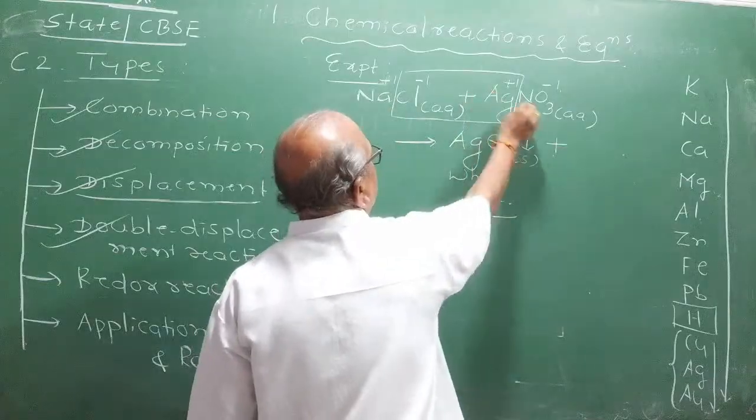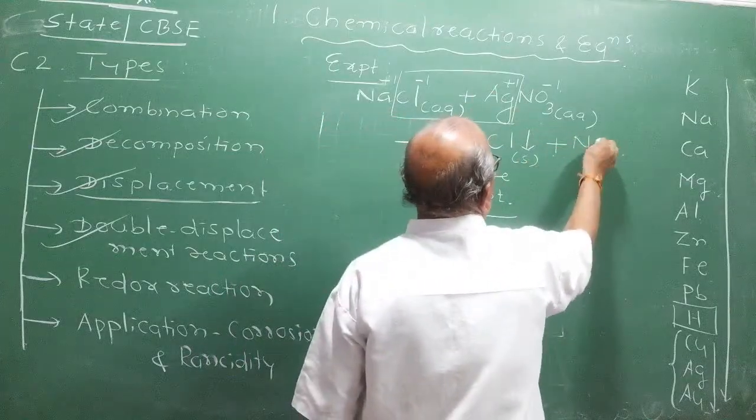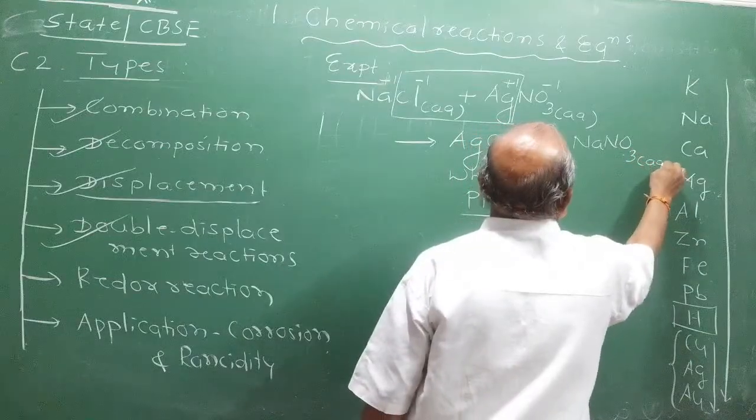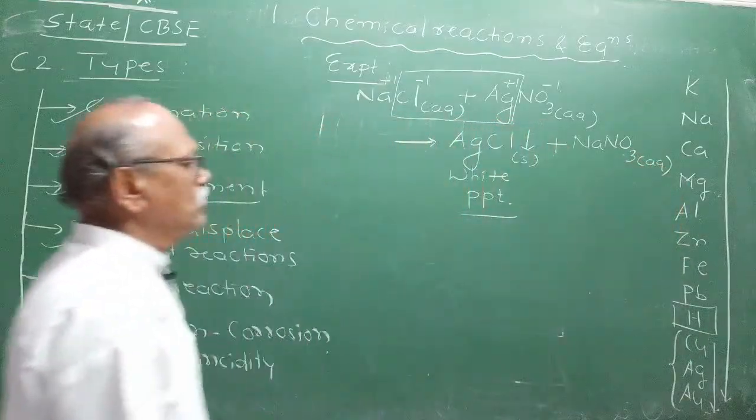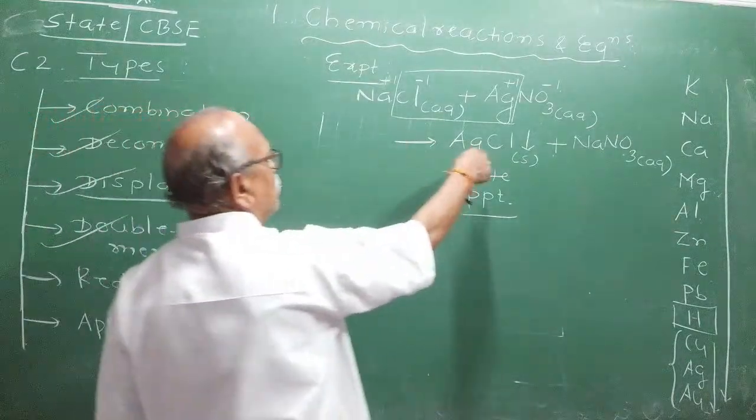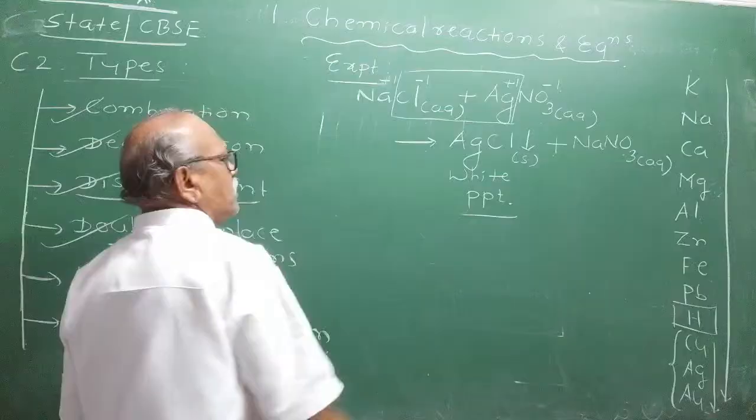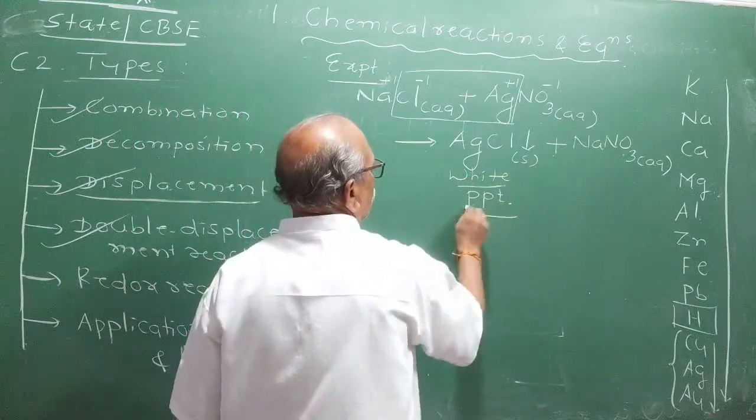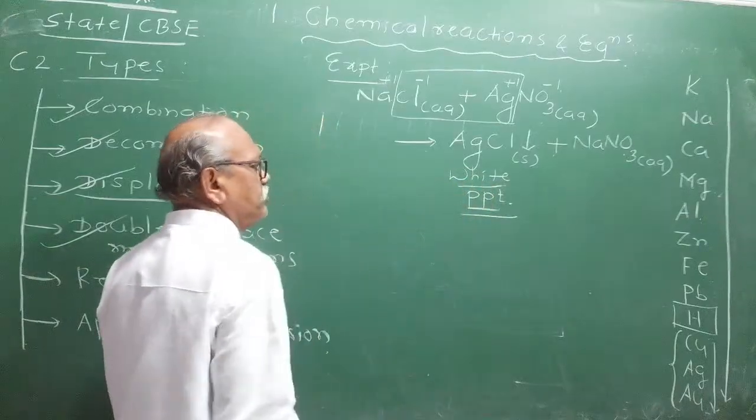Remaining Na+ and NO3- will be left as a colorless aqueous solution. Are you getting me? It means only Ag+ and Cl- are participating and give the precipitate, because they form an insoluble mixture, that is called a precipitate.